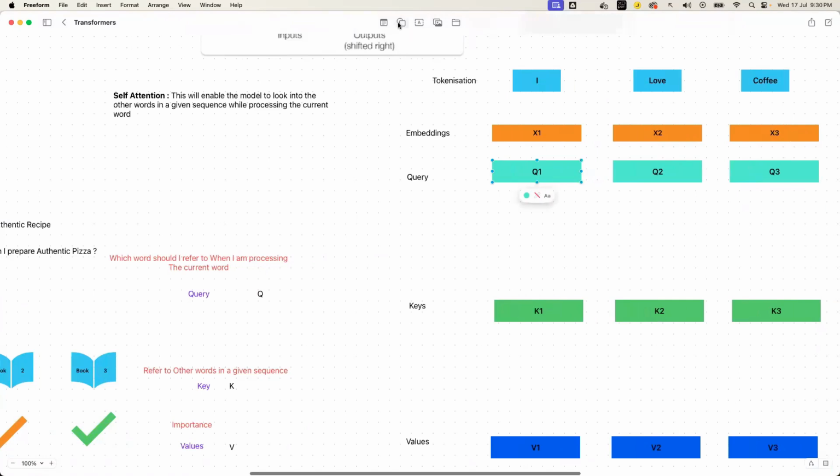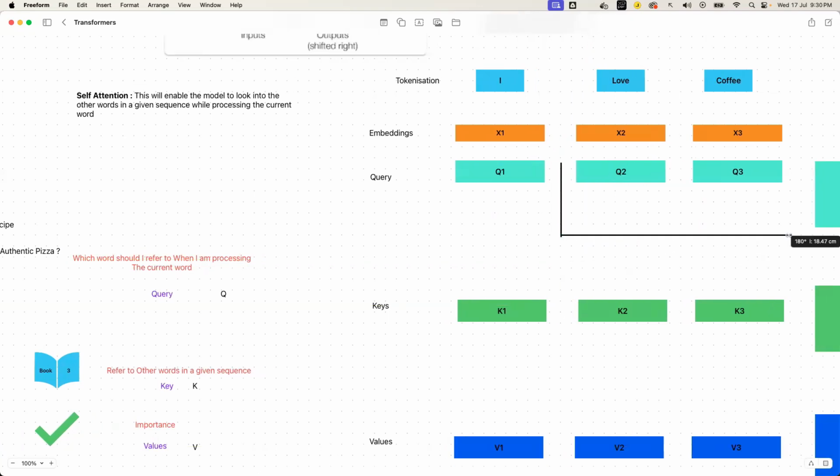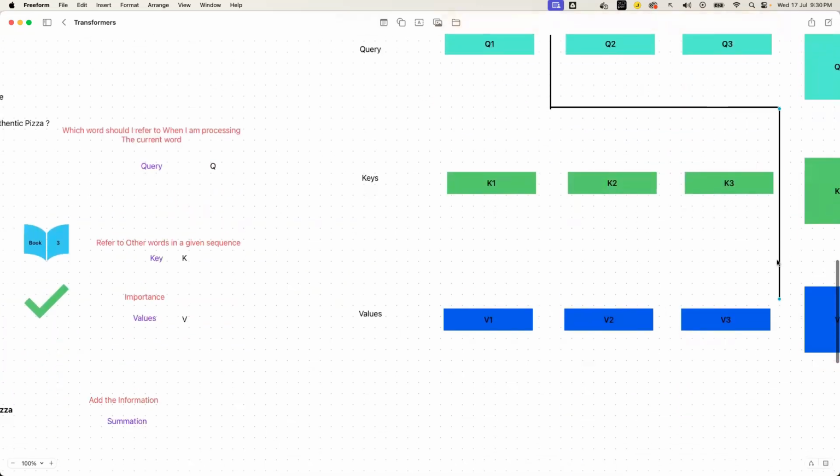So the way this is going to work is, for this Q1, which I'm having right here, while processing this Q1, I want to know, as for my question, which other words over here can provide me the necessary information. That means I would go ahead and refer to all the other keys that I have got for the other words. So this is what I would go ahead and do.